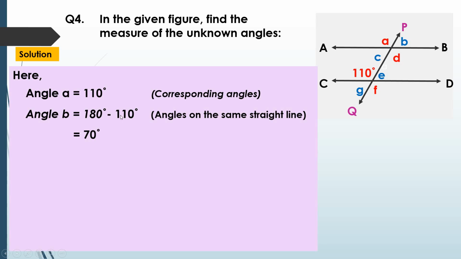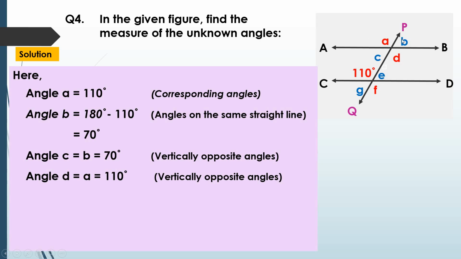But what is the value of angle A? 110 degree. So therefore, when we solve this, we get angle B equals 70 degree. What is angle C? Angle C is equal to angle B, and these are vertically opposite angles and they will be equal to each other. Therefore, angle C will be equal to angle B, which is equal to 70 degree.